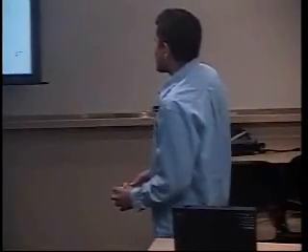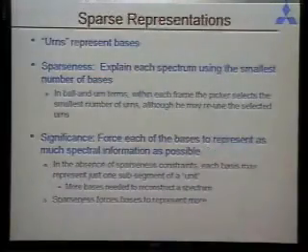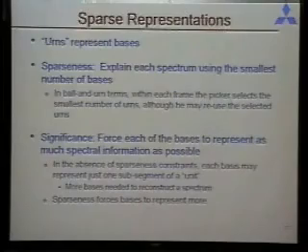Except there's a different way of looking at it, that we don't really need to think of it in terms of using the smallest number of urns. We have a mixture weight distribution over the urns, and we can say we want to minimize the entropy of this distribution, which gives you the same result. The significance is it forces each of the bases to represent as much spectral information as possible. If you don't enforce a sparseness constraint, then things can break up.